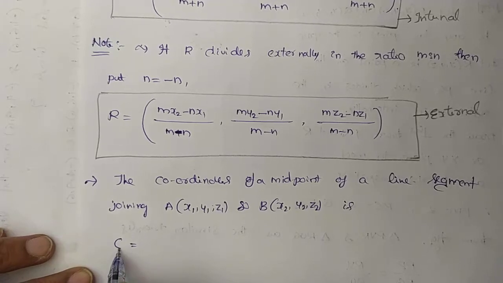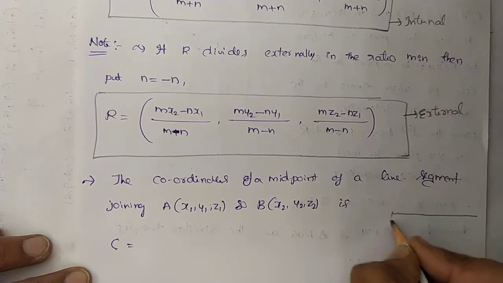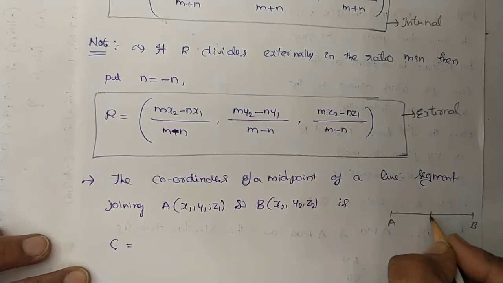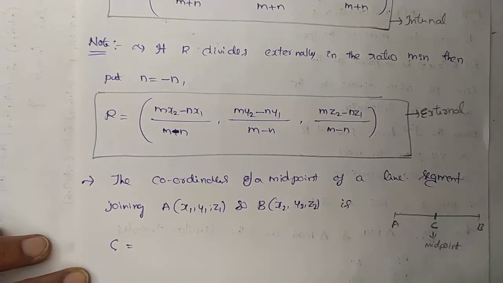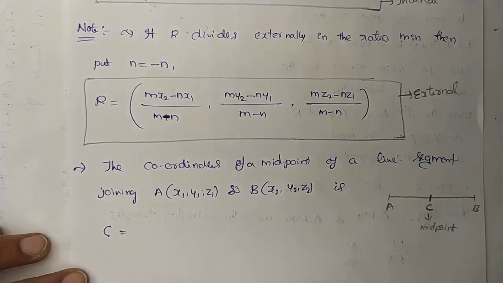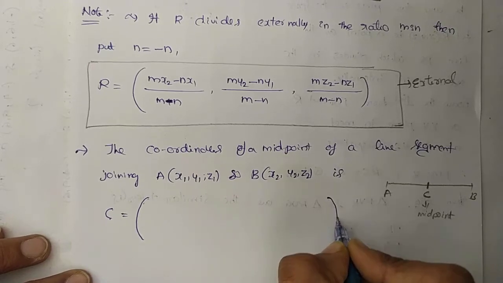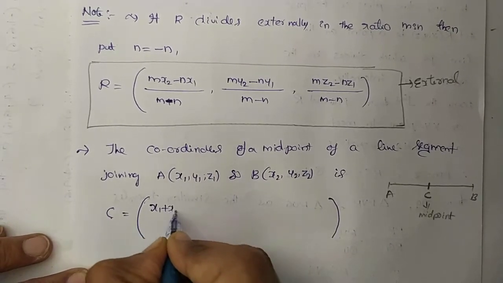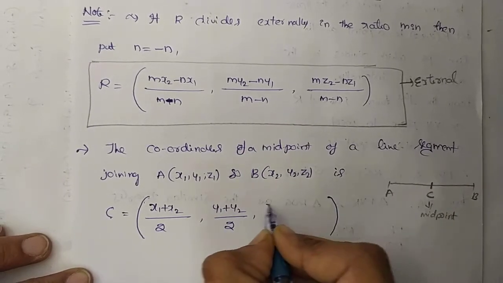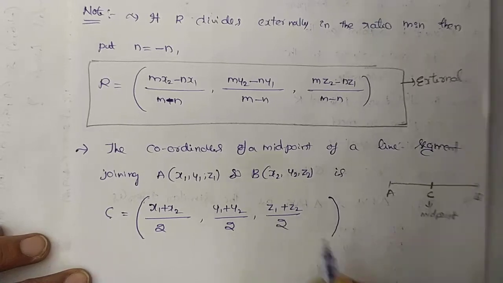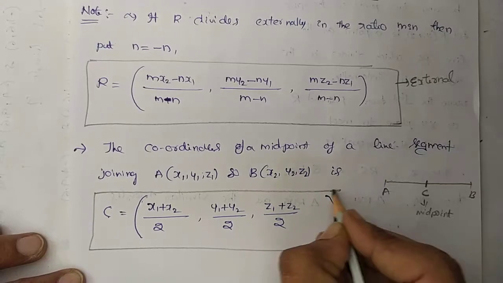C equals, where C is the midpoint of AB. See, we have the line AB. We need to find the coordinates of C, which is the midpoint. What is the formula to find the midpoint? x1 plus x2 by 2, y1 plus y2 by 2. In the 3-dimensional plane, we will get z also. So x1 plus x2 by 2, y1 plus y2 by 2, and z1 plus z2 by 2. So this is the formula to find the midpoint of AB in 3-dimensional.